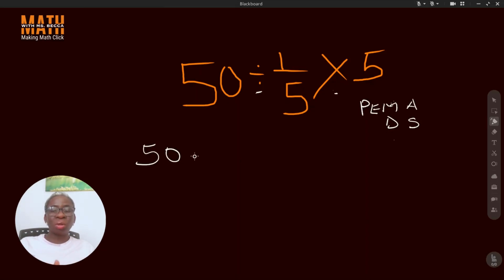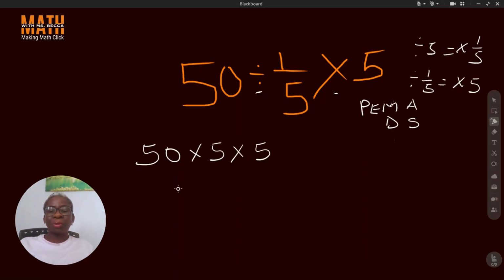We can as well turn this division into multiplication. Don't forget that dividing by 5 is the same thing as times 1 over 5. So now that we are having this divided by 1 over 5, that will give times 5. So now we have 50 times 5 and then times 5. So this will be 50 times 25. 25 times 5 will give 125.